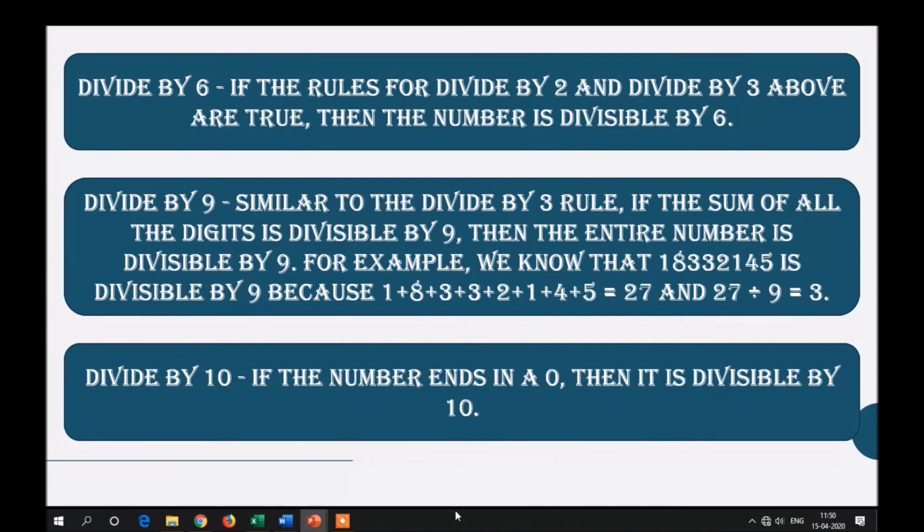Divide by 9. Similar to the divide by 3 rule, if the sum of all the digits is divisible by 9, then the entire number is divisible by 9. For example, we know that this is a number whose digit sum is 27. So 27 is divisible by 9. So the whole number is divisible by 9. Divide by 10. If the number ends in a 0, then it is divisible by 10.